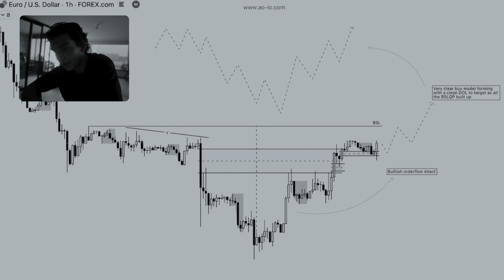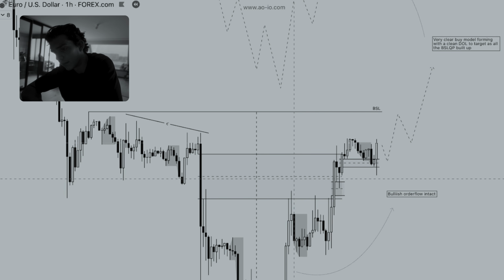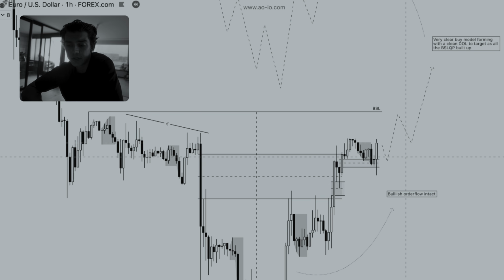Key thing to note here, always standard bread and butter play is pretty much when we have some sort of higher time frame, in this case flow, some higher time frame array backing our decision making.